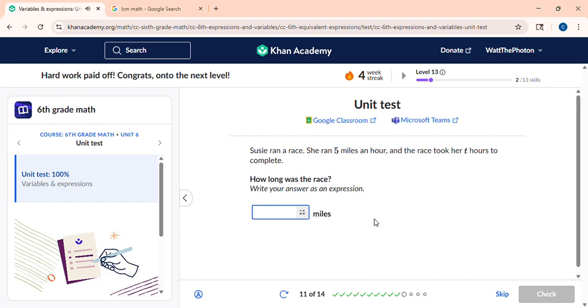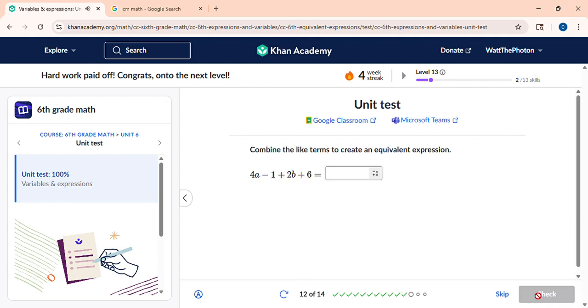She ran a race. She ran 5 miles an hour. It took her 2 hours to complete. So 5t. So if it took her 1 hour to complete, she would have run 5 miles. And if she took 0 hours to complete, she would have run 0 miles. Five plus 4a plus 2b.